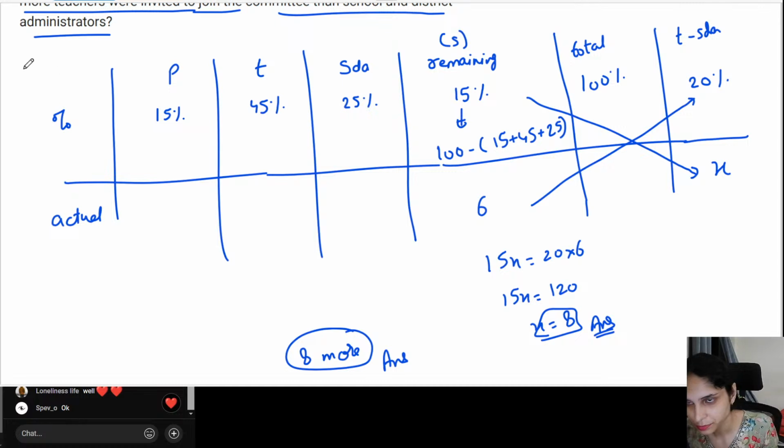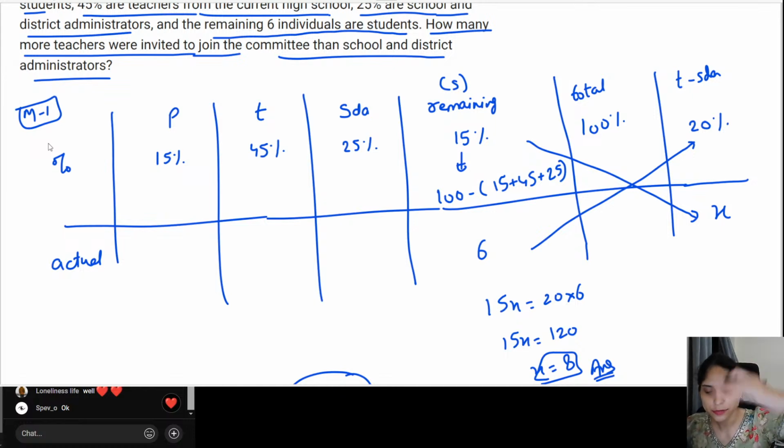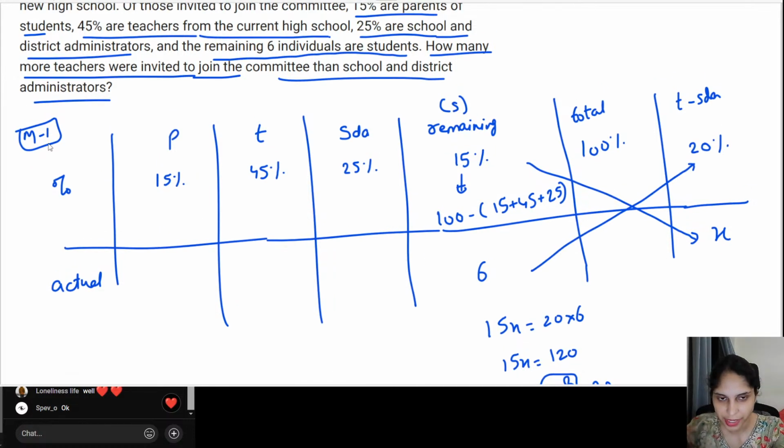Got it? So whatever info is given, we write that. And we take two different rows. One is of the percentage values. The other one is of the actual values. So whatever is given, we write that.